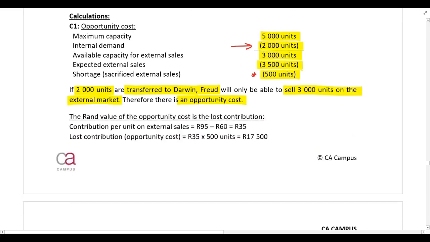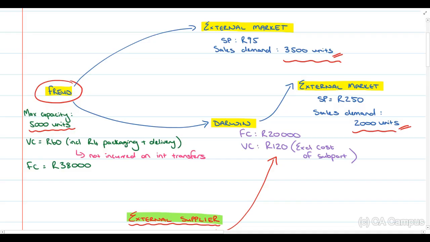All right, and how do we calculate the Rand value of our opportunity cost? Remember, the Rand value of your opportunity cost is always the lost contribution. So, how do we calculate contribution? Contribution is sales minus variable costs. So if we go back to our diagram, if the Freud division sells these units on the external market, the selling price per unit is 95 Rand and their variable costs are 60 Rand.